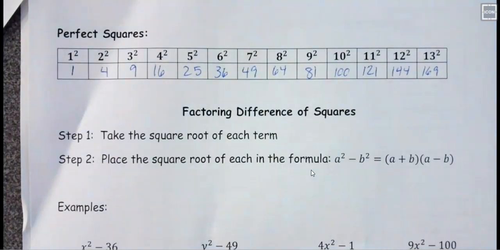I have all of the perfect squares written up there, like 1 squared, 2 squared, 3 squared. If you can write them down, the better you know these, the easier this is. But obviously you have a calculator, so you can use it to your advantage.